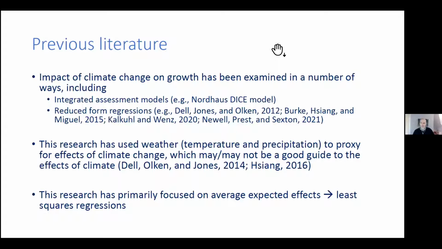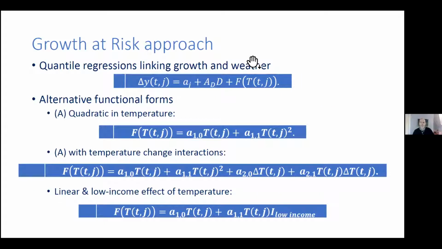Importantly, the research that exists is primarily focused on average expected effects. So, what have they done? They've run a least squares regression. That is an estimate of the mean. When you minimize the sum of squared errors, you're looking for the mean of the distribution. I'm going to look at something different.